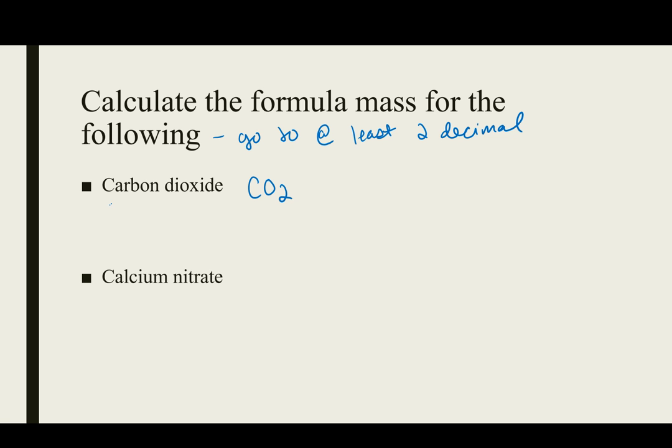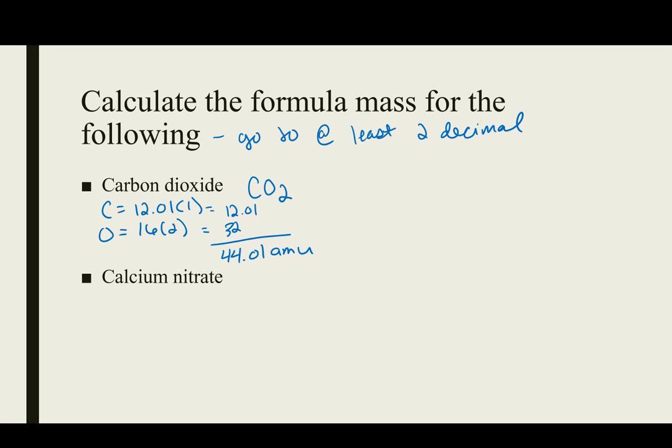So carbon dioxide: carbon is 12.01. There is 1 carbon in the formula carbon dioxide. Oxygen is 16. There are 2 oxygens in the formula. So I do 12.01 times 1, which is 12.01, and 16 times 2 is 32. Add those together, and I get 44.01 AMU as my formula mass for carbon dioxide.